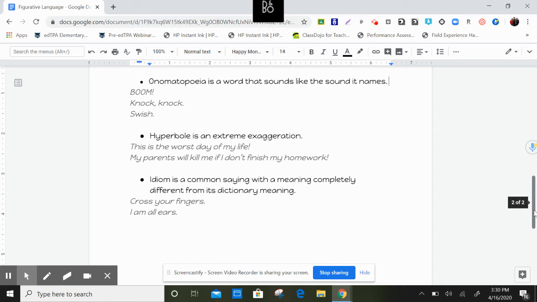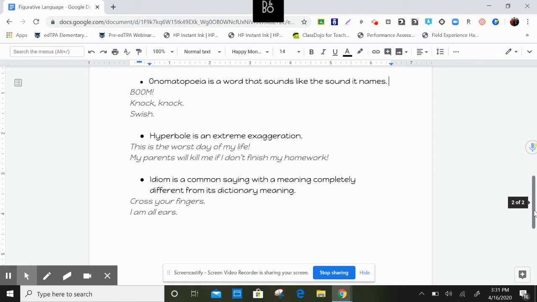Onomatopoeia is by far the most popular among all the students I've had so far. I don't know if that's a coincidence or something with the way I teach it, but onomatopoeia is very fun. It's very common in comic books and pop art, actually, if any of you are interested in that as well. So examples of it are boom, knock knock, and swish.